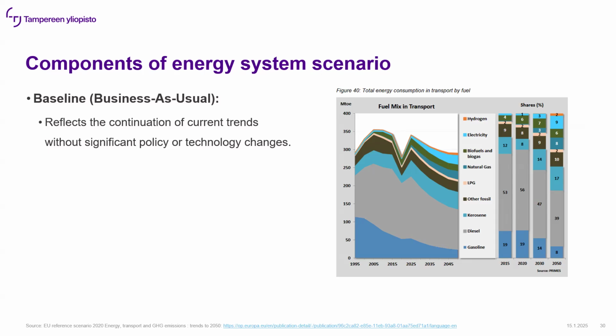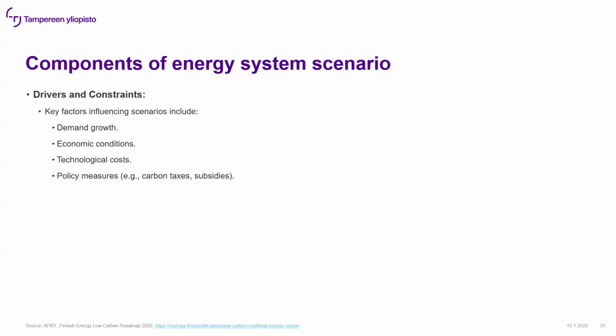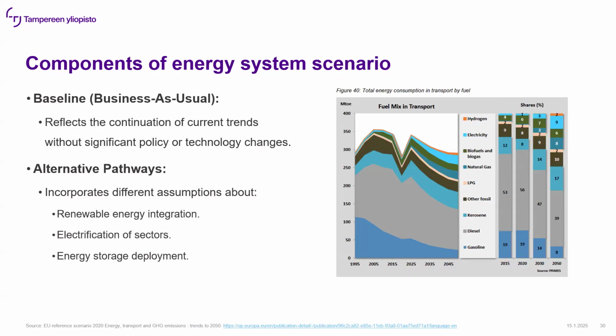So this is from the EU reference scenario 2020, energy, transport and greenhouse gas emissions, trends to 2050. So what happens towards 2050 in Europe? This is total energy consumption in transport by fuel. Business as usual, what's going to happen? Fuel mix in transport. Then drivers. So yeah, alternative pathways.